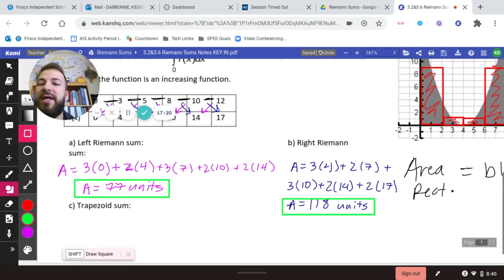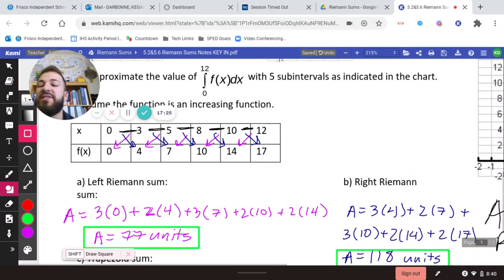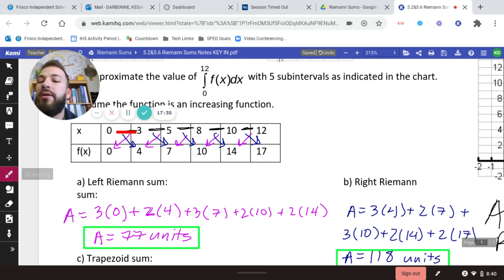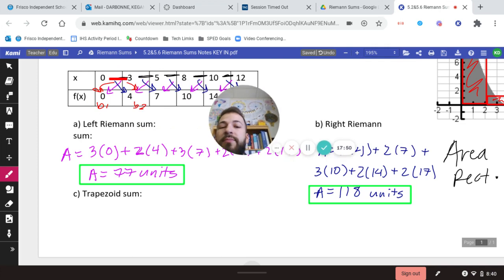All right, last but not least, we have our trapezoid sum. So for our trapezoid sum, we're still multiplying by that same x distance. That x distance is still going to be your height. But now, with my x distance being my height, I then need to multiply by both base 1 and base 2. So I'm going to add and double up on those y values as I go across.